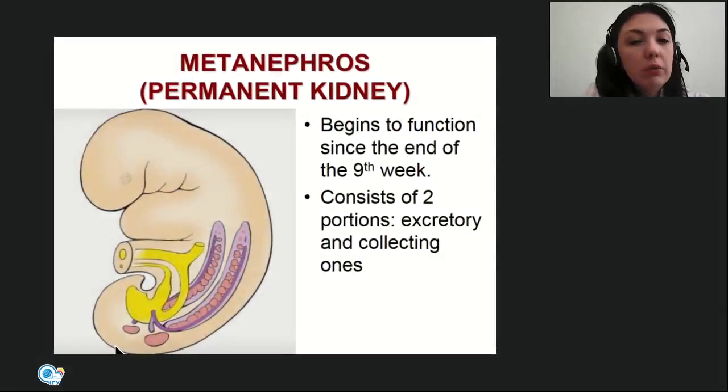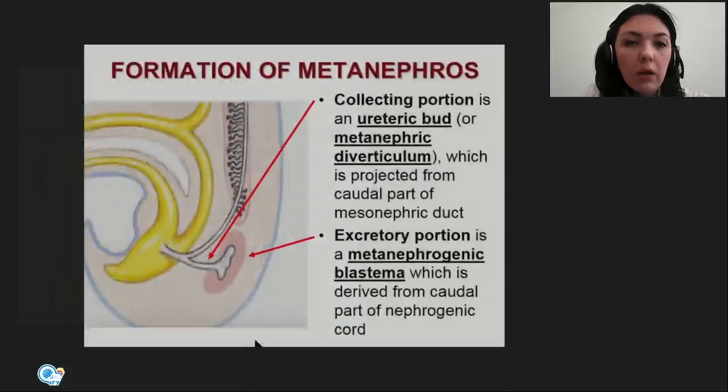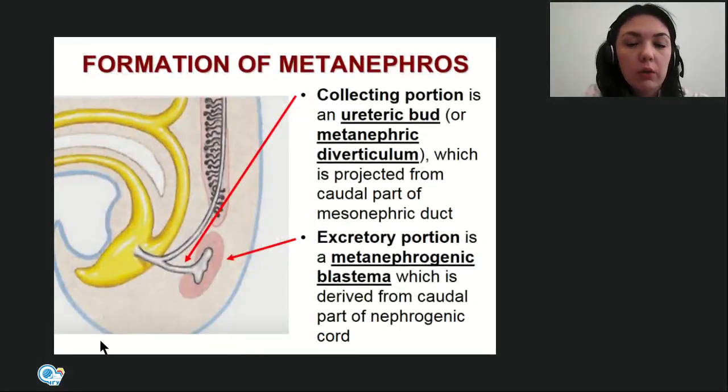But we continue with the third stage of kidney development. So metanephros, or permanent kidney, begins to function from the end of the 9th week. And it consists of two portions, the excretory portion and the collecting portion. So how are they formed? The collecting portion is the ureteric bud, or metanephric diverticulum, which is projected from the caudal part of the mesonephric duct.